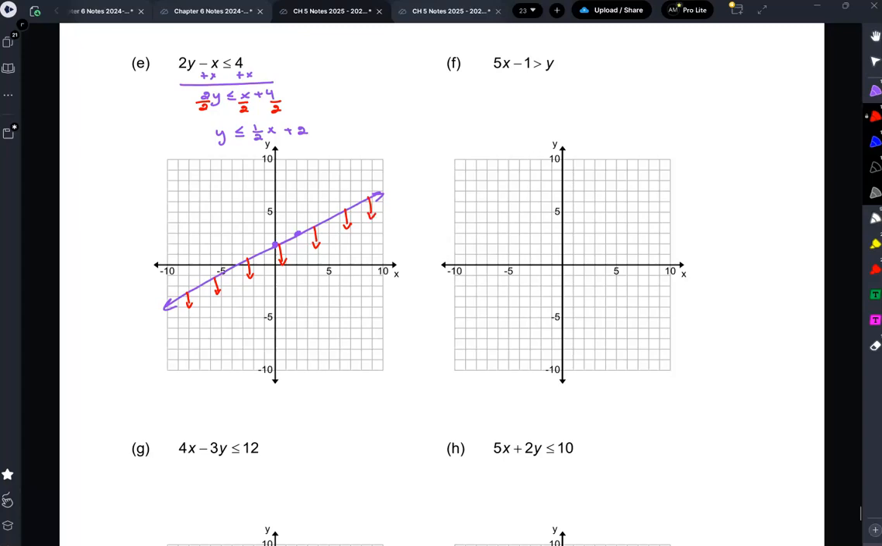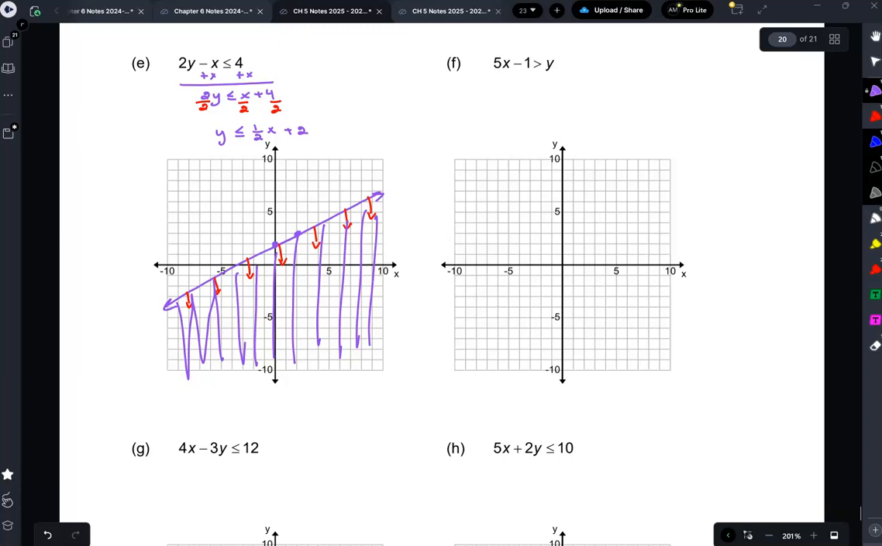Please be careful about those vertical arrows. Don't tilt them in any way. And so now it's very clear that I'm shading the bottom. So I go this way. Okay? All right, let's do the next one.